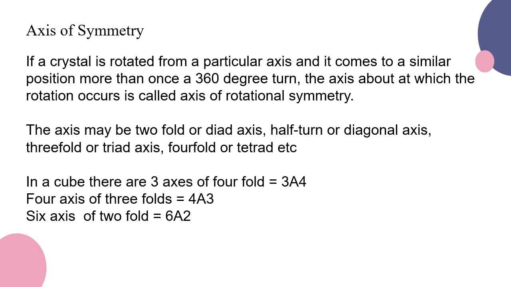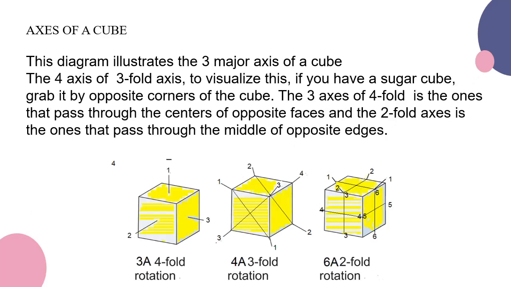In a cube there are 3 axes of fourfold, equals 3 A4. 4 axes of threefold, equals 4 A3. 6 axes of twofold, equals 6 A2. This diagram illustrates the 3 major axes of a cube.